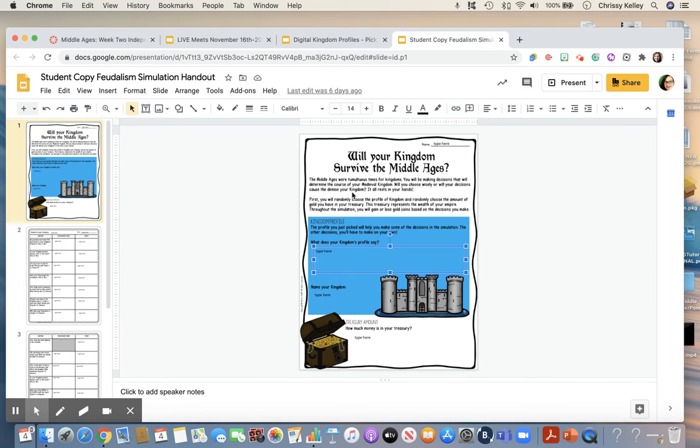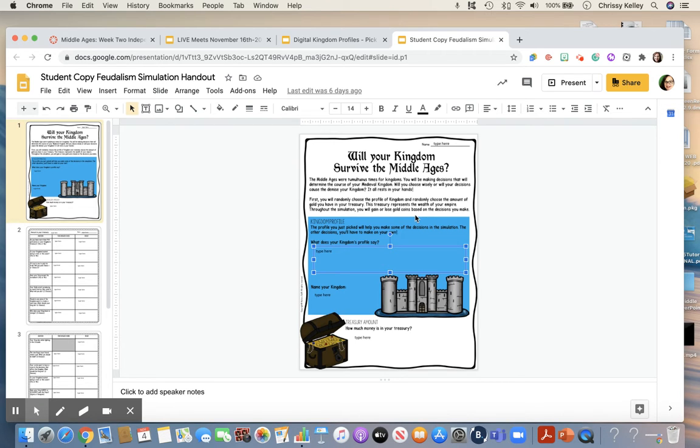Now remember, the Middle Ages were a tumultuous time for kingdoms, and you are going to be making decisions that will determine the course of your medieval kingdom. Will you choose wisely, or will your decisions cause the demise of your kingdom? It all rests in your hands. You're going to randomly choose the profile of the kingdom and randomly choose the amount of gold you have in your treasury. This treasury represents the wealth of your empire. Throughout the simulation, you will gain or lose gold coins based on the decisions you made.